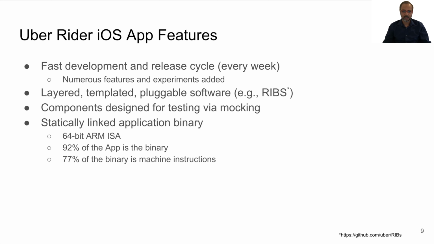The app has a very fast development and release cycle with weekly releases. Numerous features and experiments are always added. The software is layered, templated, and has pluggable modules. The components are designed for testing and mocking. The app itself is statically linked. We typically produce a 64-bit ARM binary. 92% of the app is the binary. 77% of the binary is the machine instructions. Since machine instructions form the vast majority of the app, it is the focus of our size optimization.